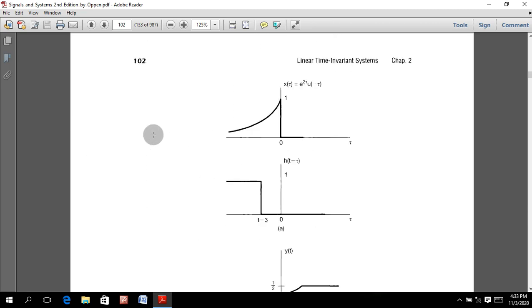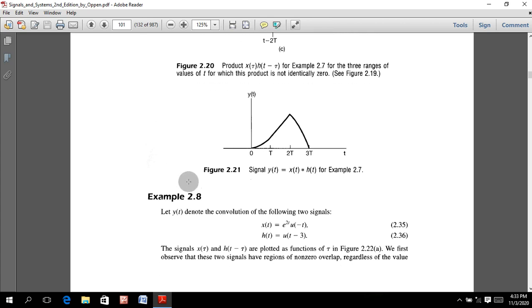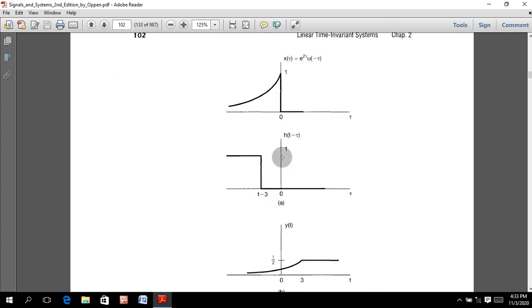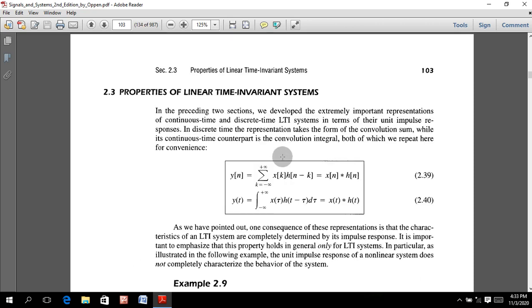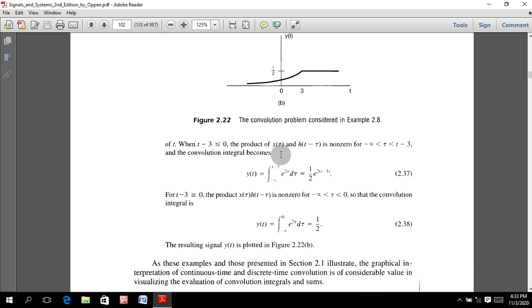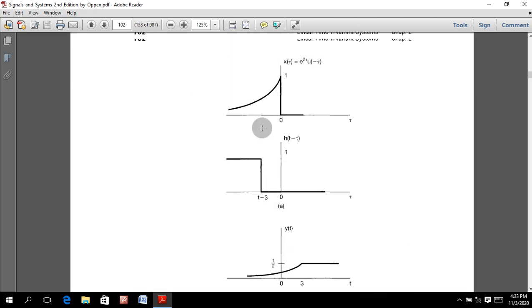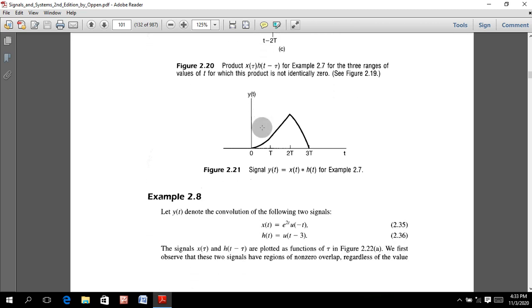Now let us take another example that has a broad spectrum. We are going to understand this, and then we go to the properties of the linear time invariant system. So this is another example.